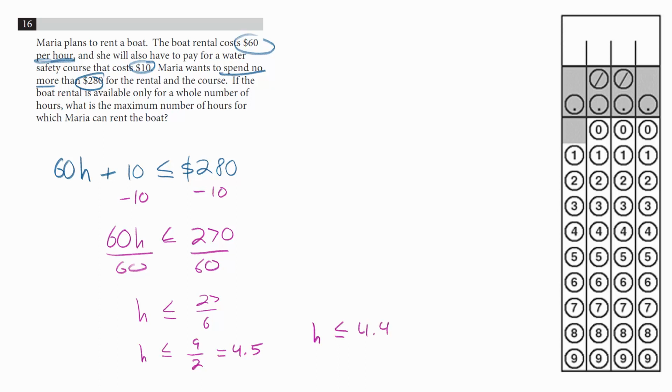she's good, right? Why do I keep writing 4? 4.5. But in the problem it says it can only be rented for a whole number of hours. So 4.5 isn't going to work for this boat company. If she spends 5 hours, she will spend too much money. So for this, she has to round down to 4. So this one, the answer is 4, and we bubble in 4.